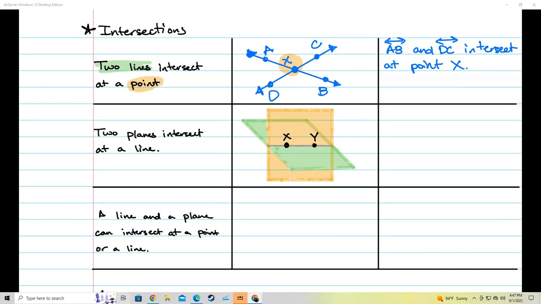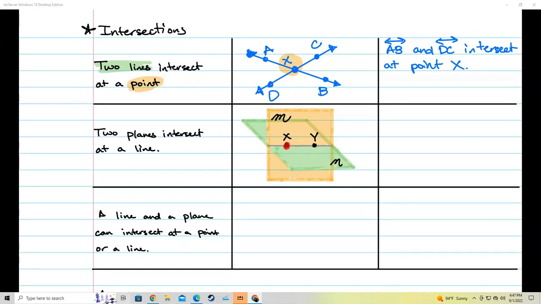And I also need to start calling these planes. So the orange plane, I'm going to go ahead and use a cursive M. That M is going to represent the orange plane. And for my green plane, I'm going to go ahead and label it with a cursive N. So I got plane M and I got plane N. Now that I have those, let's go ahead and look at point X.